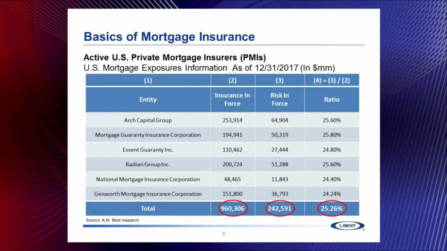This is the list of the 6 current U.S. mortgage insurers. You can see that their insurance in force is about $960 billion through the end of 2017, and their risk in force is $242 billion through 2017. The ratio of the risk in force to the insurance in force here is 25.26%. That's their MI coverage percentage on average.